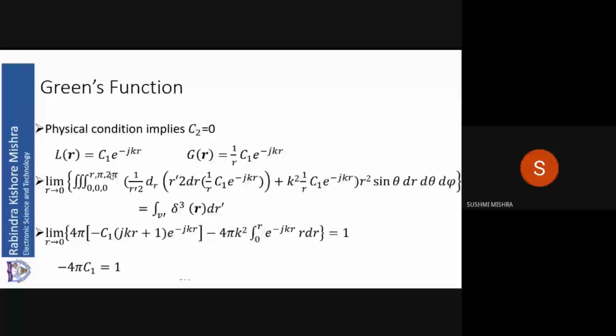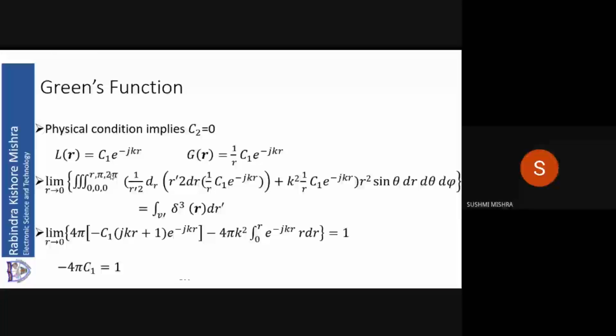As r goes to 0, the second term e to the power minus jkr goes to 1. Then r dr, as r goes to 0, is 0. So the second term becomes 0: minus 4 pi k square into 0. So as r goes to 0, the contribution due to that is equal to 0. Now what is left is the left hand side, first column.